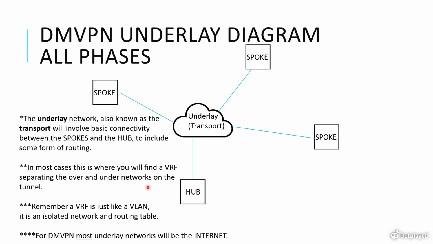Remember, a VRF is very much like a VLAN. It is an isolated network, and it has its own routing table. For DMVPN, most underlay networks will be the internet. In most cases, I've always dealt with internet or some form of public communication network.